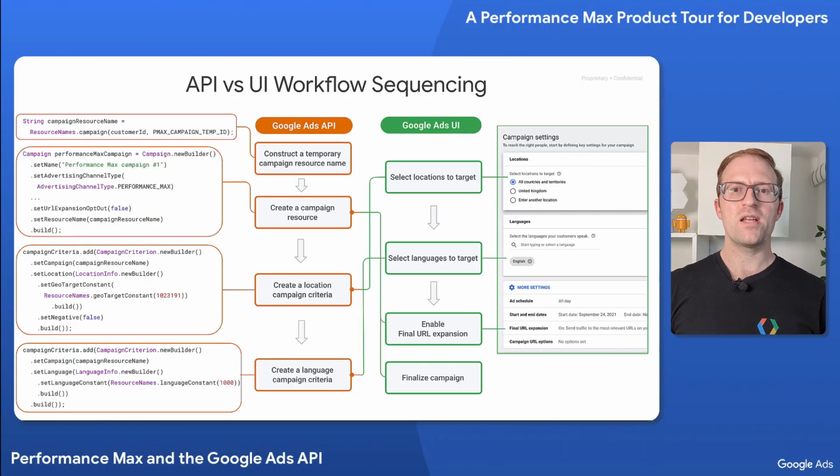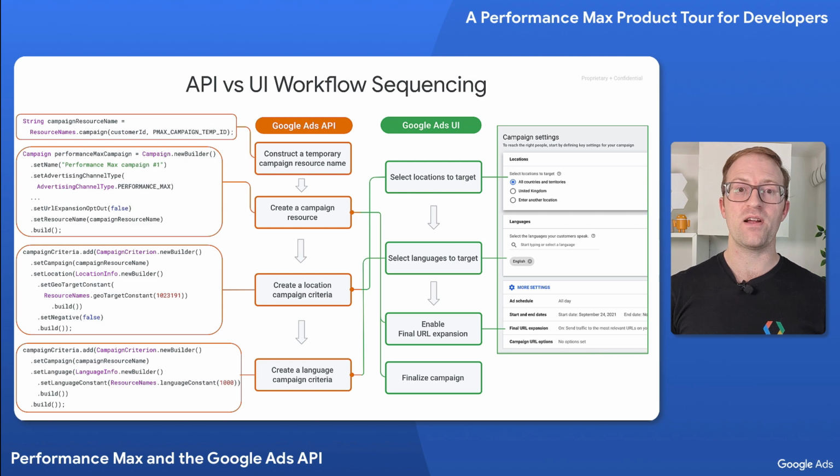Secondly, let's talk briefly about the order in which campaigns are constructed in the UI compared to the API. Based on where some aspects of the product are configured in the API, you may need to construct the campaign in a slightly different order to the workflow that I've just shown you. So let me give you an example. Campaign targeting settings such as location and language are configured as campaign criteria. In the API, the campaign ID is taken as an argument for creating the campaign criteria, and hence campaign creation needs to be done first.